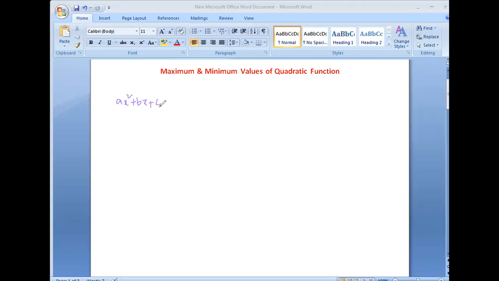Based on the coefficient of x square, we can derive whether it has a maximum or minimum value. Now if a is greater than 0, we will get the minimum point. Here the curve will look like this. This is the vertex. You can call it the minimum point vertex. This is the minimum point.